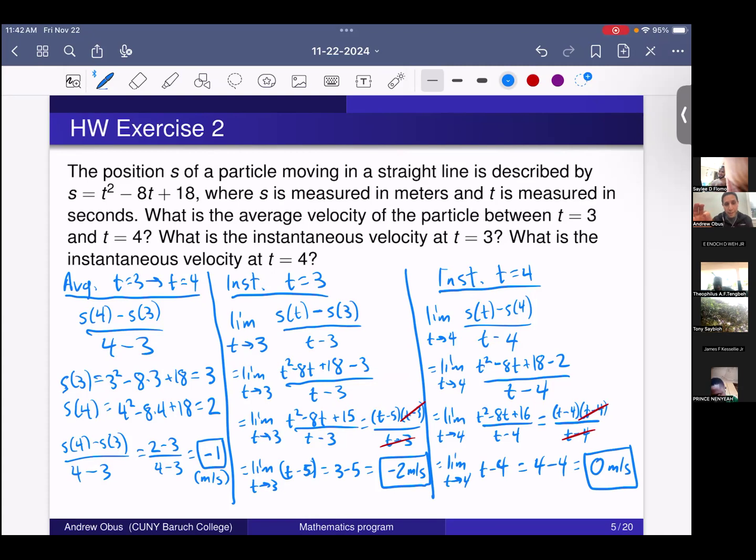So what's actually going on here is that the particle is moving backward at 2 meters per second at time 3, and it's slowing down by the time it gets to time 4, whereas at time 4, it actually stops. So it's gradually slowing down from 2 meters per second down to 0 meters per second. And so the average speed over that interval is 1 meter per second. It's 1 meter per second in the backward direction. It's going from 2 slowing down to 0. On average, it's going at 1 meter per second during that time. Okay.